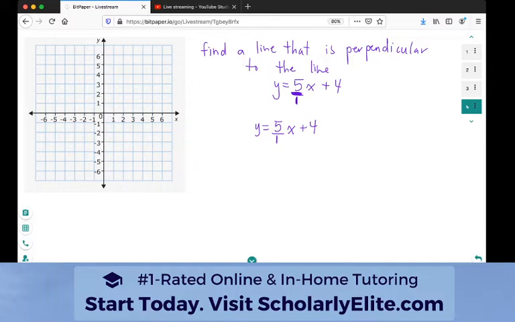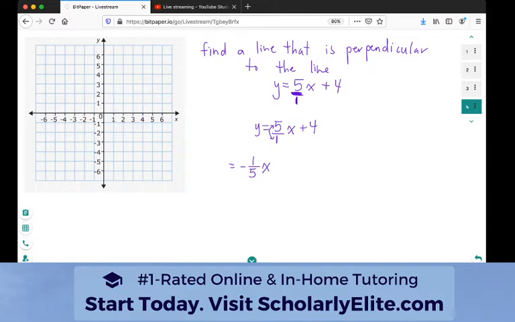Well, we know that a perpendicular line to this line that we're looking at here has to have a negative reciprocal slope, which means that I'm going to flip this fraction and make it into 1 over 5 and multiply it by a negative. Let's separate those so you guys can see what I'm talking about. Make it into a negative.